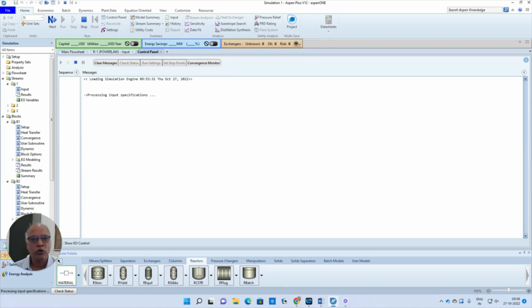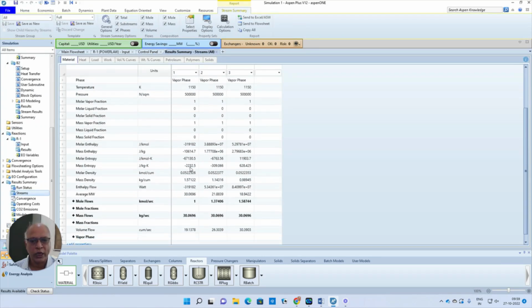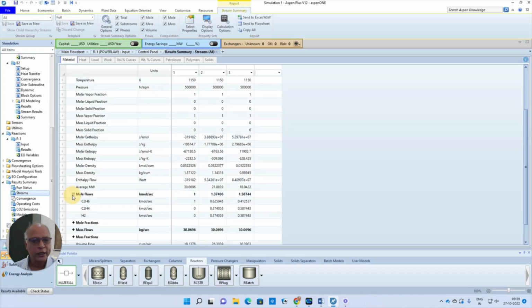Remember, we are assuming the volumes of both the reactors as 1 cubic meter each. Look at the stream summary. Of course, you can also observe the other results. What we are interested in obtaining here is a 90% conversion. As you can see, 1 kilomole per second of C2H6 is entering. At the end of the first reactor, we got a conversion of 37%.